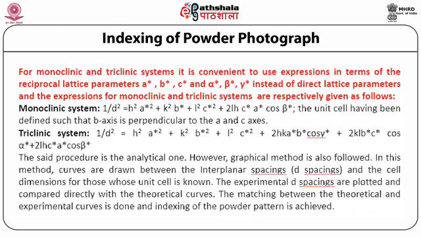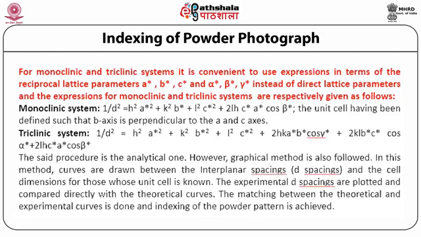Triclinic system: 1 upon d square is equal to h square a star square plus k square b star square plus l square c star square plus twice h k a star b star cos gamma star plus twice k l b star c star cos alpha star plus twice l h c star a star cos beta star. The said procedure is the analytical one. However, graphical methods are also followed.